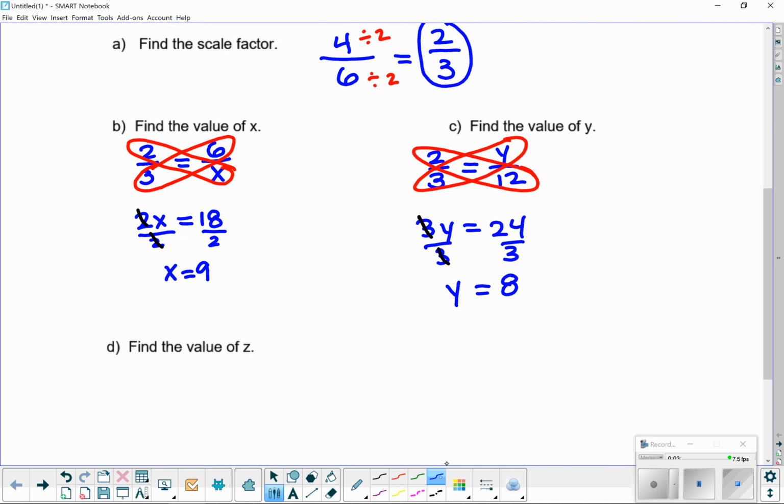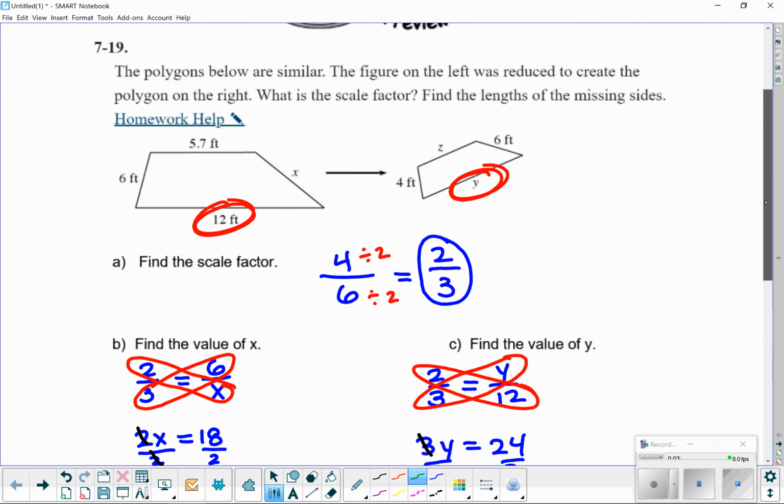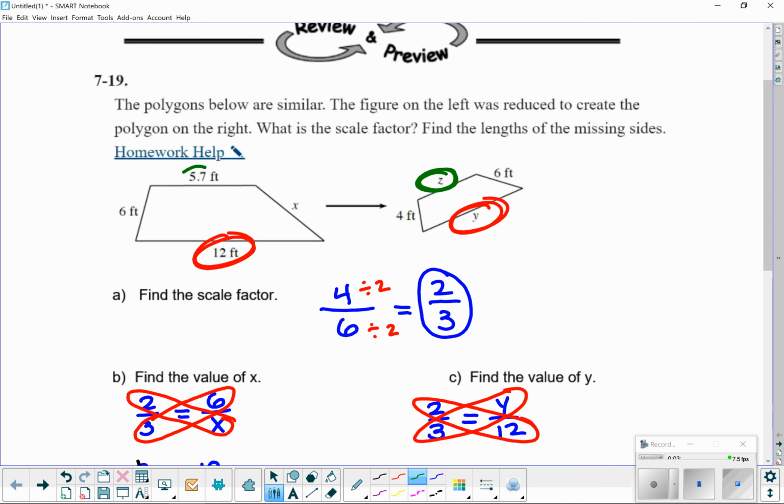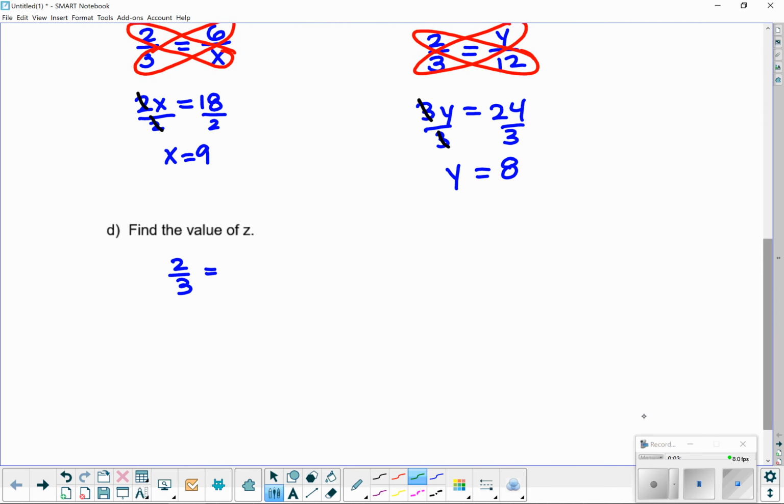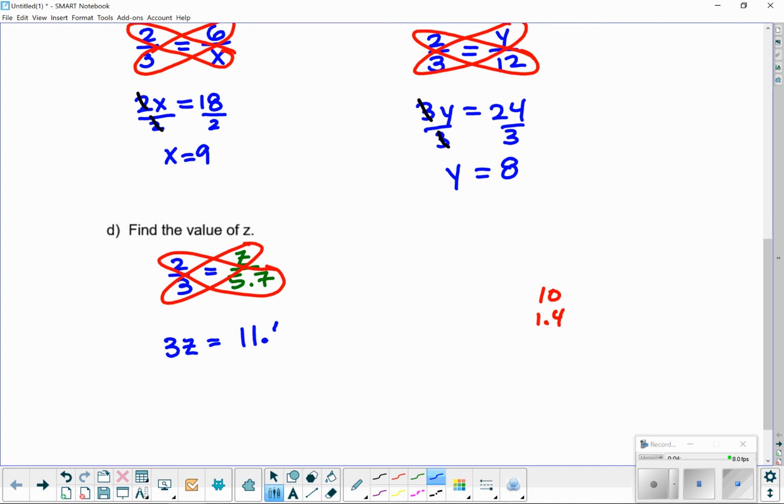For z, again we use the same scale factor, 2 to 3. Let's look at where z is. I'll use green this time. Z is the top one, so it's z over 5.7. Do the cross product: 3z equals 2 times 5.7. 2 times 5 is 10, and 2 times 0.7 is 1.4, so you get a total of 11.4. You can use a calculator if you like, but that's how I'm going to do it.